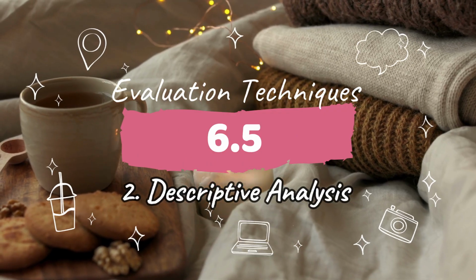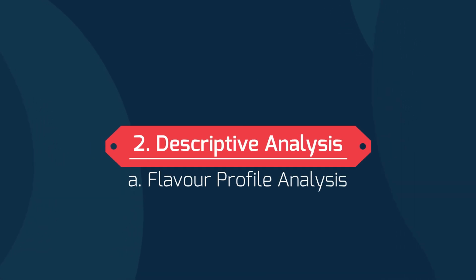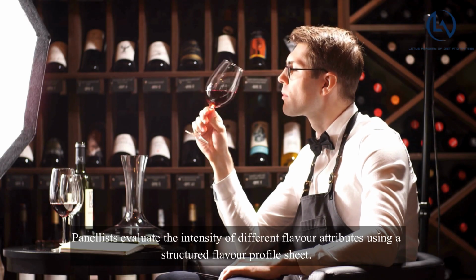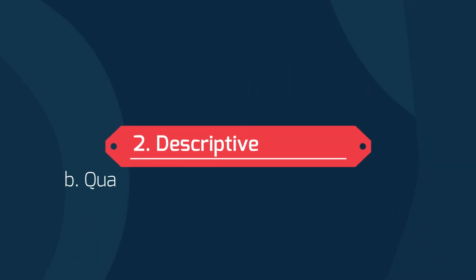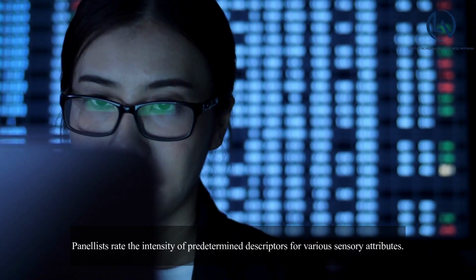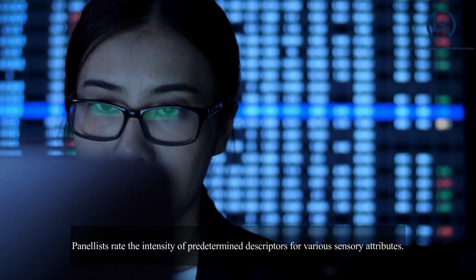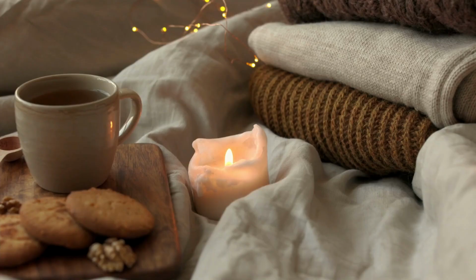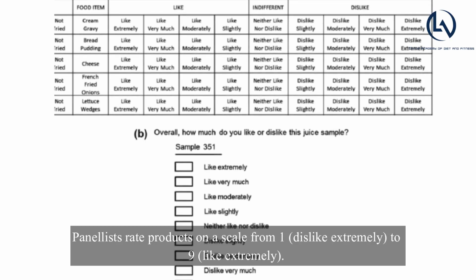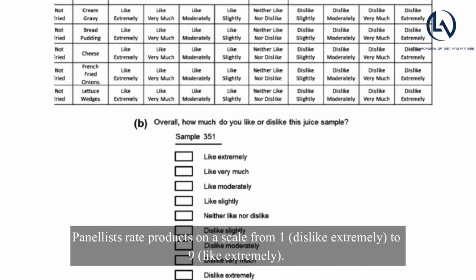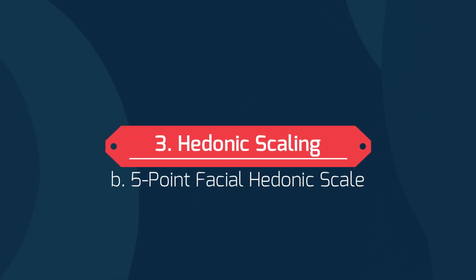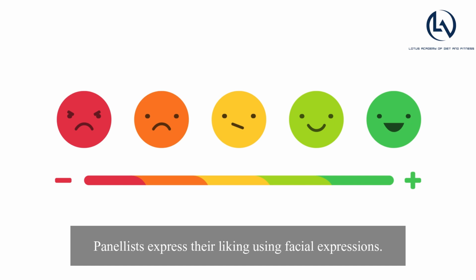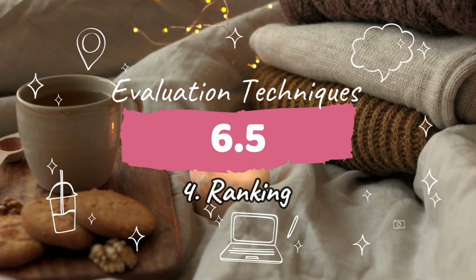Descriptive analysis. Flavor profile analysis. Panelists evaluate the intensity of different flavor attributes using a structured flavor profile sheet. Quantitative descriptive analysis. Panelists rate the intensity of predetermined descriptors for various sensory attributes. Hedonic scaling. 9-point hedonic scale. Panelists rate products on a scale from 1, dislike extremely, to 9, like extremely. 5-point facial hedonic scale. Panelists express their liking using facial expressions. Ranking.